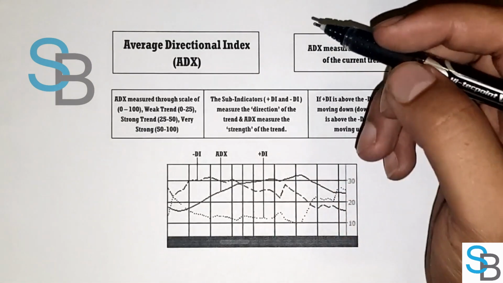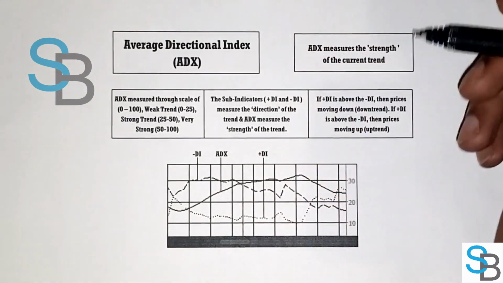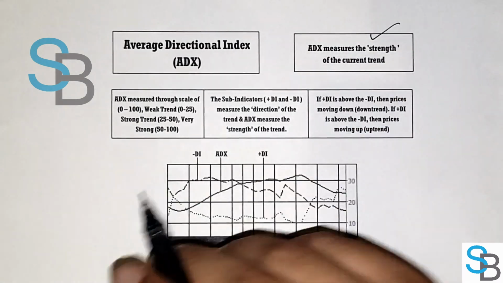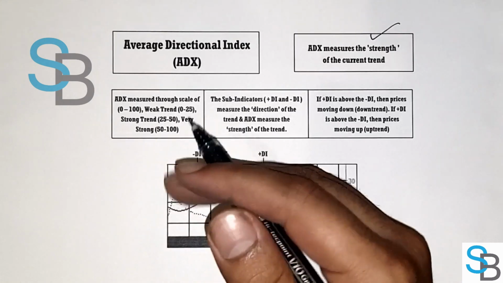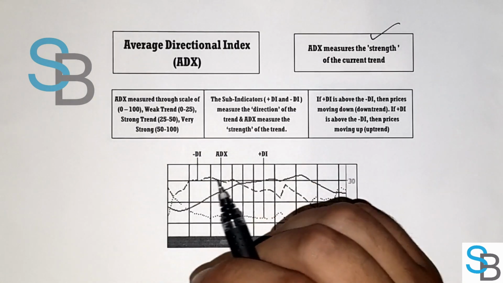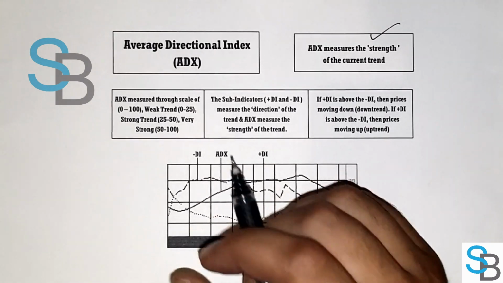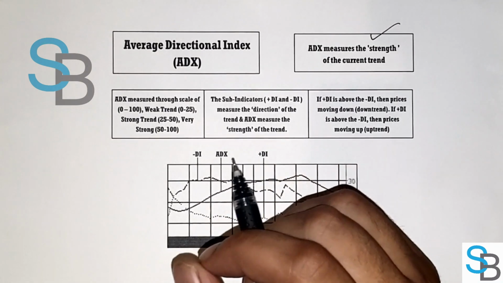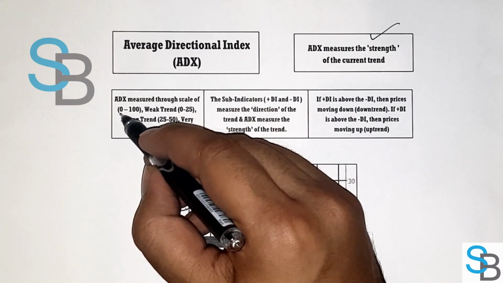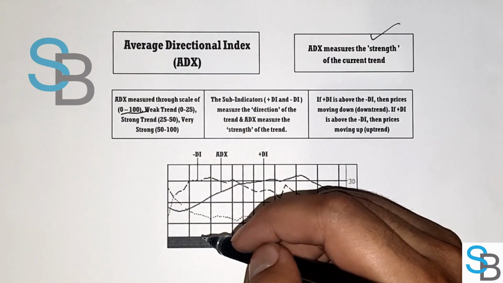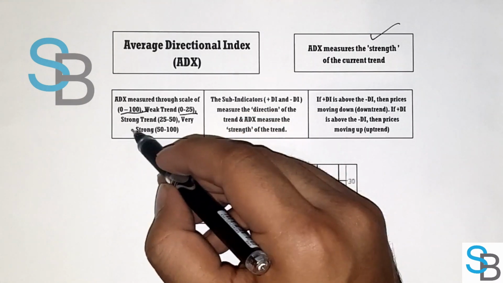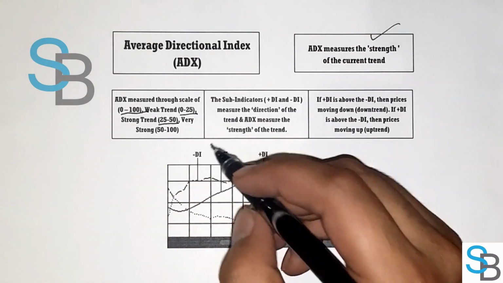The average directional index or ADX measures the strength of the current trend in the market. It tells you if the market is in a strong or weak uptrend or downtrend. On your MetaTrader platform, when you go on the Insert tab, click on Indicators and then choose ADX from the list. ADX is measured through a scale of 0 to 100.